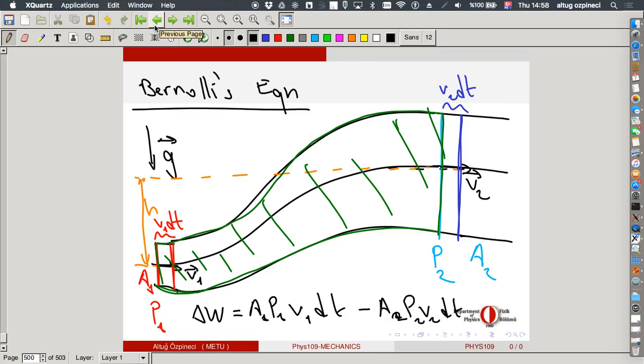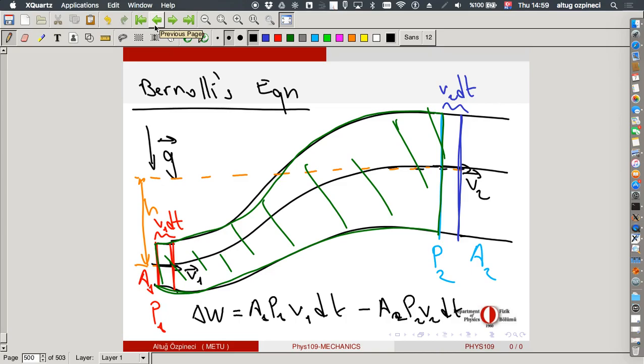Now if I take the difference, what remains is the kinetic energy of this region minus the kinetic energy of this region. And kinetic energy is 1/2 mv squared. I know the volumes of these two regions, so I know their masses. I know their speeds. This has speed v2, this has speed v1, so I can calculate the change in the kinetic energy. And I can do the same for the potential energy.